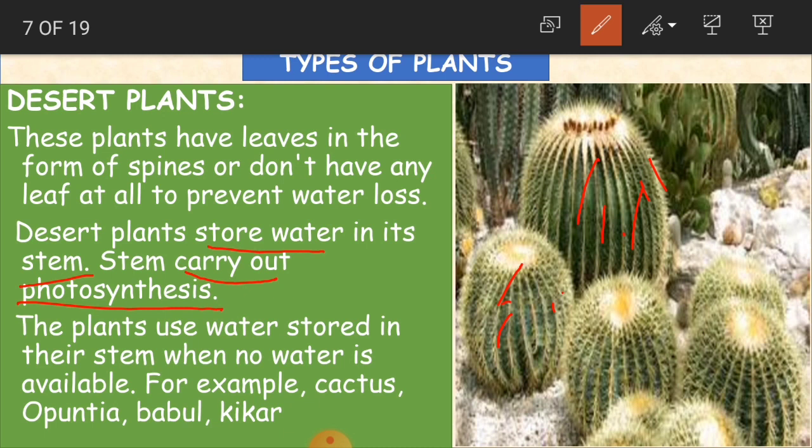What do these plants do? They store the excess water in their stem. When there is no water in the desert, no rainfall, their stems use this water for the plant, to get energy. For example, cactus, opuntia, babul and kaikar. Okay, so this is about desert plants. Clear children? Now the next part.